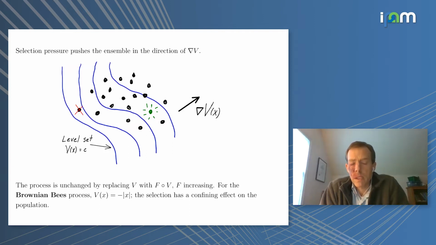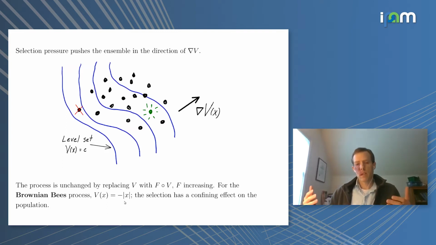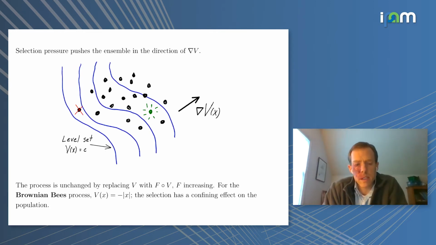So for the particular case that I will focus on, the Brownian bees process, the fitness function is minus the Euclidean norm of x. So the particles tend to move toward regions of higher fitness, which means that they're always moving toward the origin, and we're selecting the one that's furthest from the origin. This has a confining effect on the population.